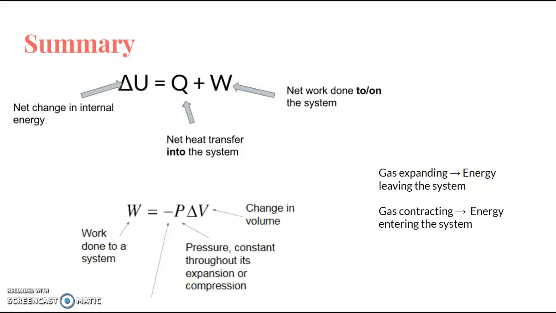So in summary, in a nutshell, we've got our law of thermodynamics that says that the change in internal energy of a gas is going to be the heat added to the gas and the work done on the gas. And we define the work done on a gas to be negative P delta V, where delta V is the change in volume of the gas, assuming we're dealing with a constant pressure.